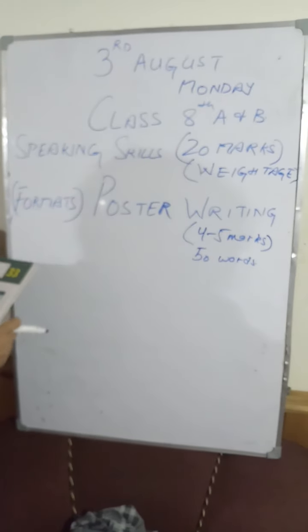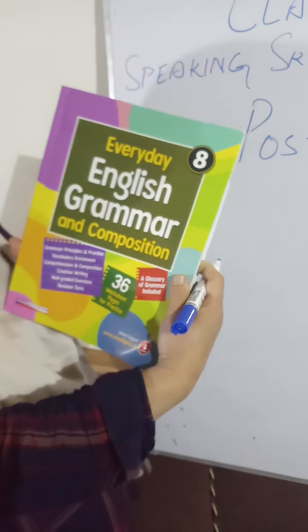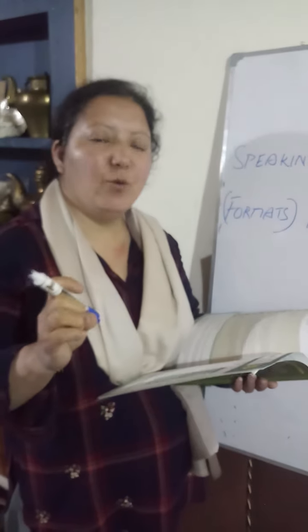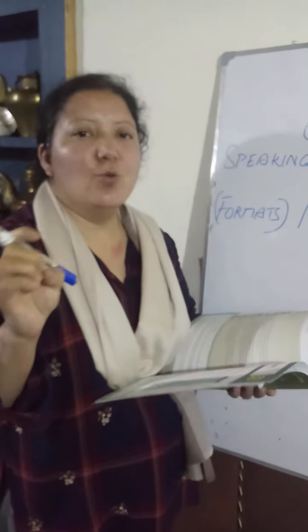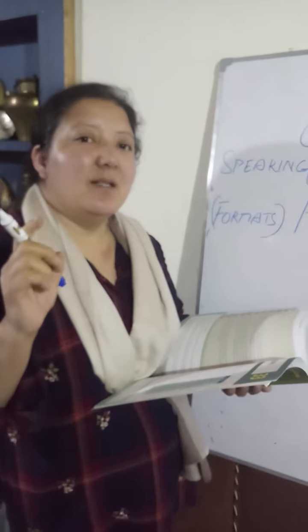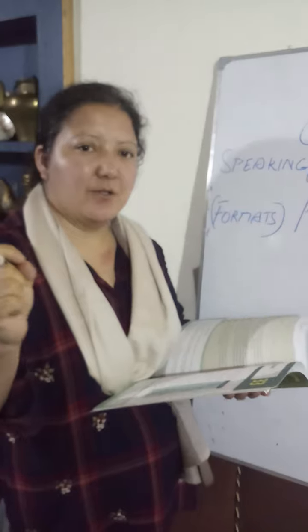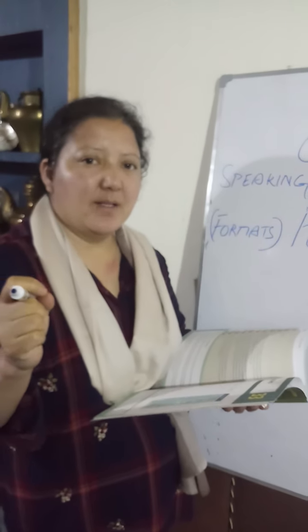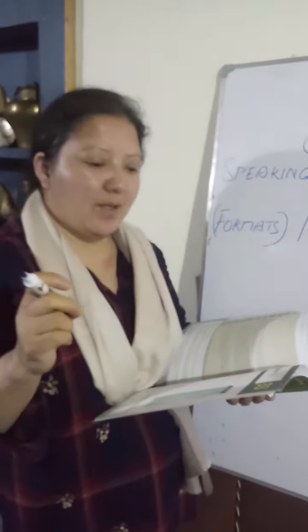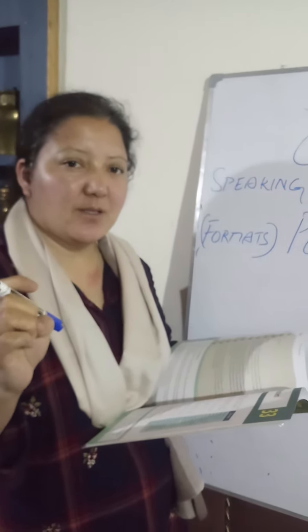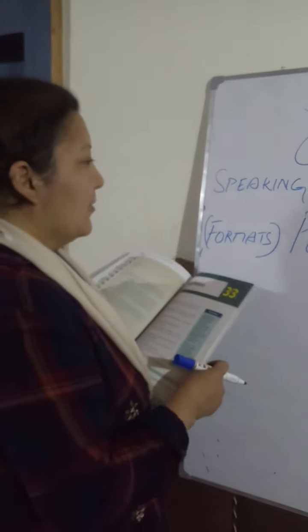So the next format that we're doing is poster writing. This is in your grammar book, Everyday English. We are on page number 235. The format is the same, but sometimes, as I said, the CBSE keeps changing the format. There are some rules in between. As I mentioned when we did letter writing, earlier we used to have a comma with the salutation, subscription and the opening of the letter, but then they removed the comma. So the format is the same, but if there are any minute changes, I'll let you know.